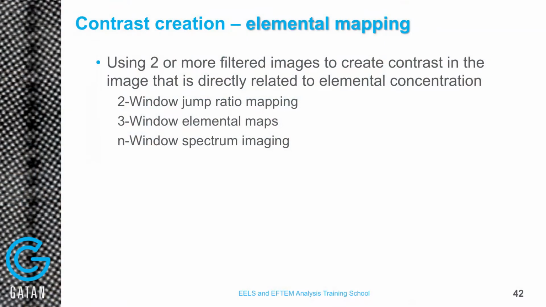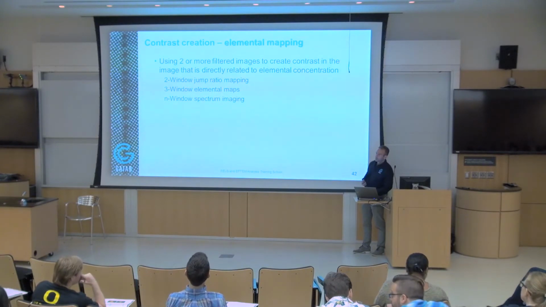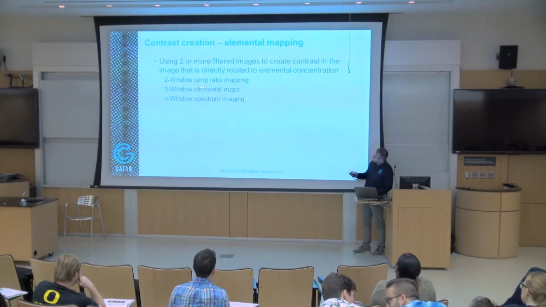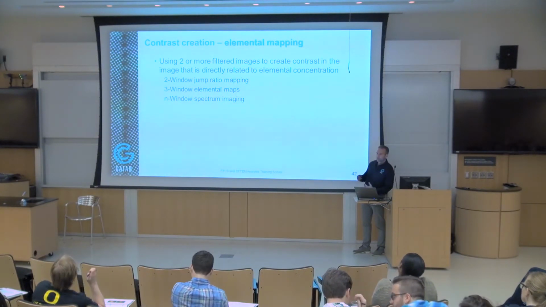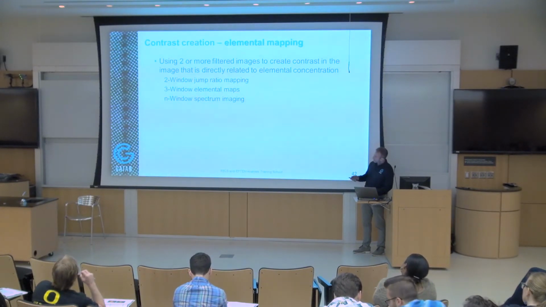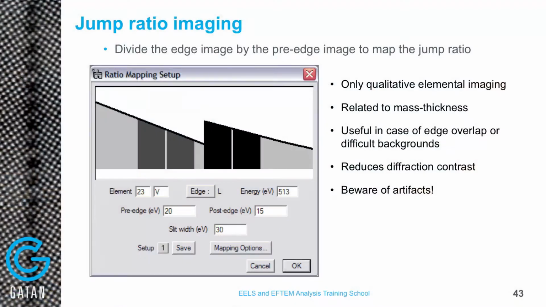Okay, so how do we get maps? In order to get maps, we can use 2 different ways, because you have to remove the background. If you want to do quantification, maps means that you're getting something where the intensity is proportional to the composition. We can use 2-window jump ratio mapping. You can tell by the name that you're just doing a ratio between 2 different images, or 3-window maps. Or you can get a series of images, which we call spectrum imaging. I hope we have time to talk about spectrum imaging. I don't think we do, but anyway, how do we do ratio mapping?